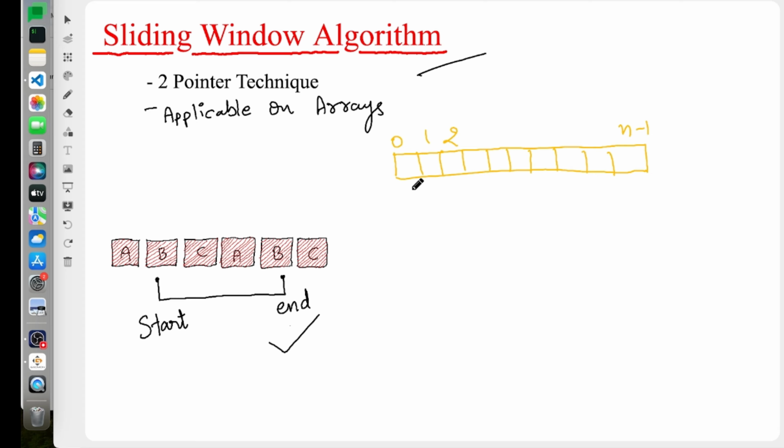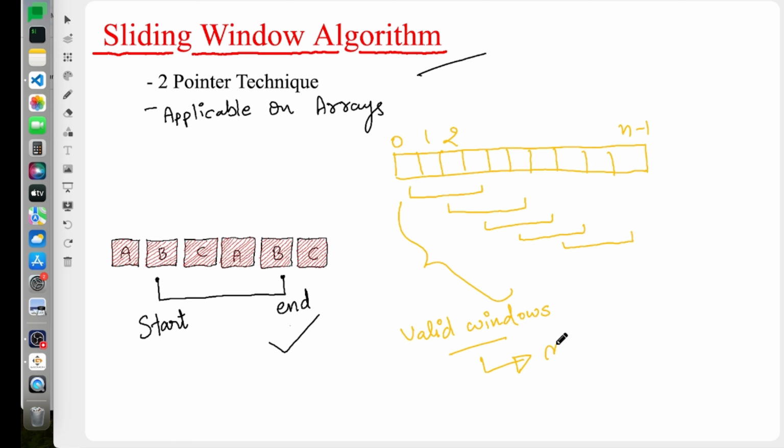So in sliding window we first create a valid window based on the problem description, and then we keep on sliding it in order to get the most optimal result, right? And then out of all these valid windows, take the most optimal one.